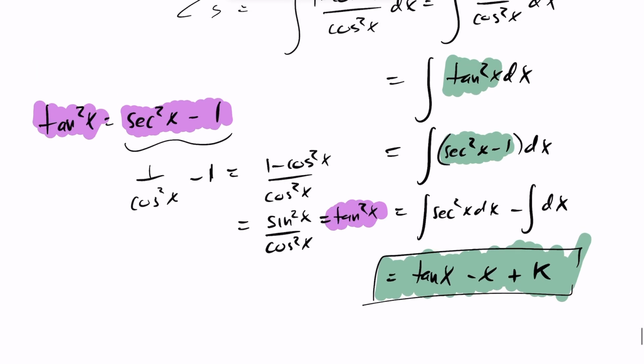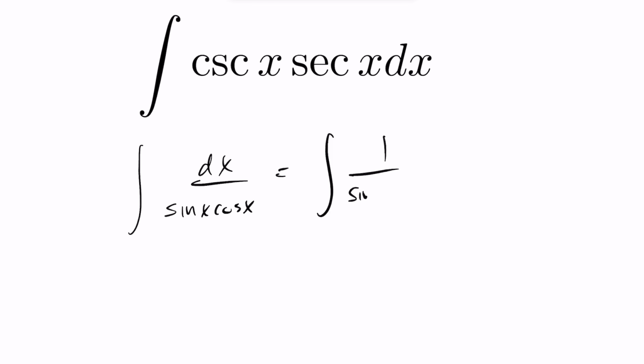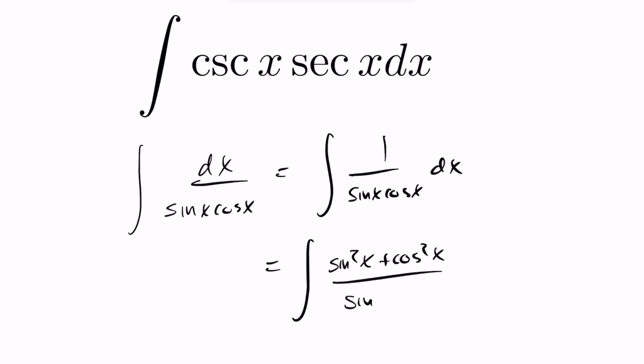Let's take a look at another integral involving trig identities. For the next one, we want to take the integral of cosecant x secant x with respect to x. This is multiplication here. First thing to do is write this in terms of sine and cos. This is going to be the integral with respect to x of 1 over sine x cos x dx. I'm going to replace that 1 with sine squared x plus cos squared x, all over sine x cos x dx.